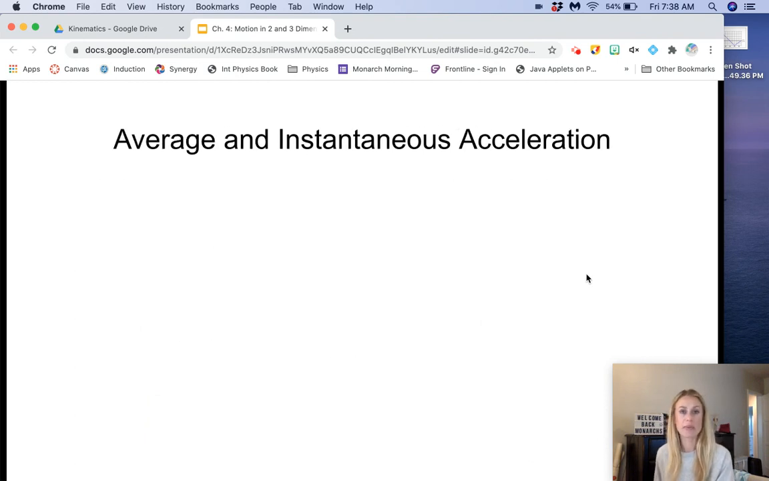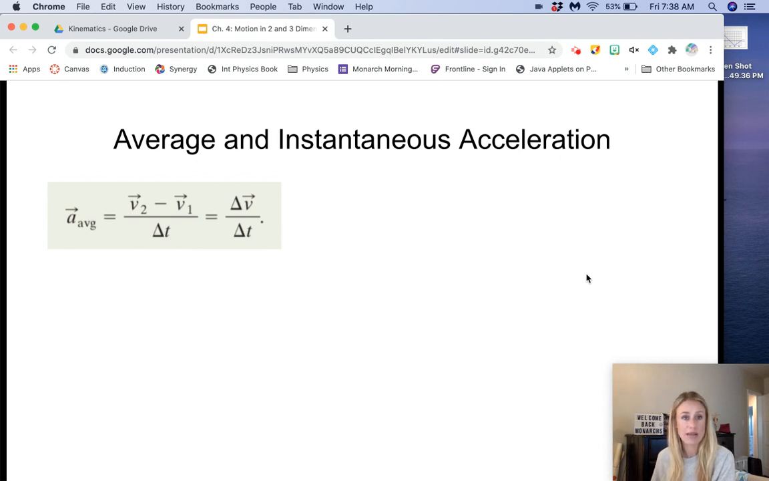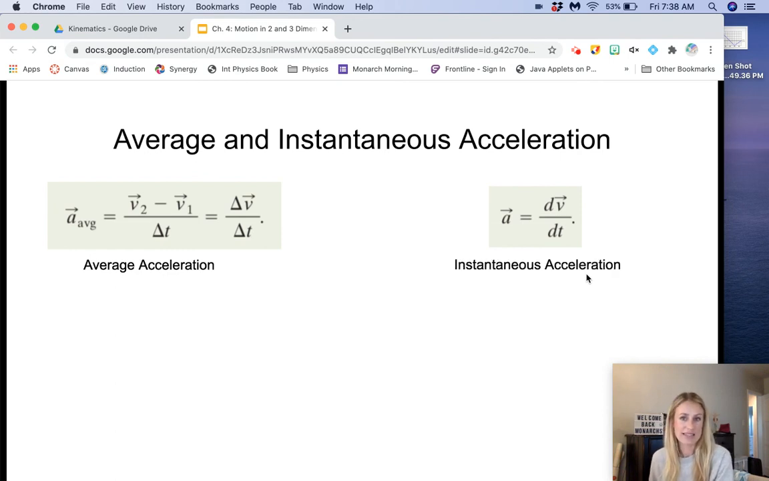And then last but not least, we want to talk about average and instantaneous acceleration. This, of course, is very similar to velocity, but instead of the change in position over time, we are talking about the change in velocity over time. All right, so we get the average acceleration is equal to final velocity minus initial velocity over time, which is the change in velocity over time. And then, of course, if we have velocity in multiple dimensions, then we will just split this up into the x, y, and z direction.